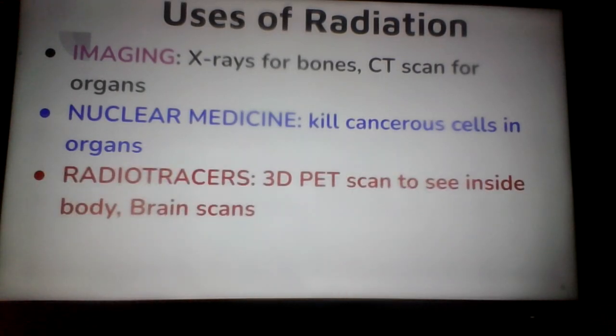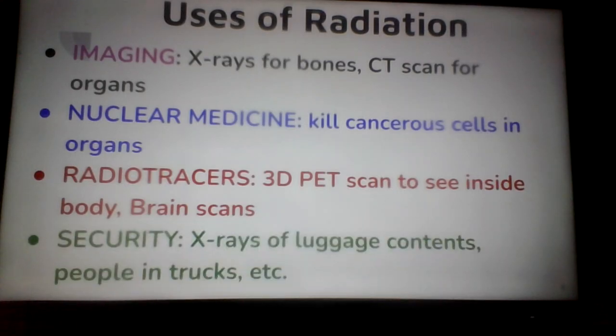There's a device called a radio tracer. That is a 3-dimensional PET scan that will show 3-dimensional images of things inside the body on screens, so physicians trained to read those can see what the problems may be and come up with remedies or solutions, or at least some kind of a treatment. Brain scans use these things called radio tracers. So in the medical field, we have very good uses of radiation.